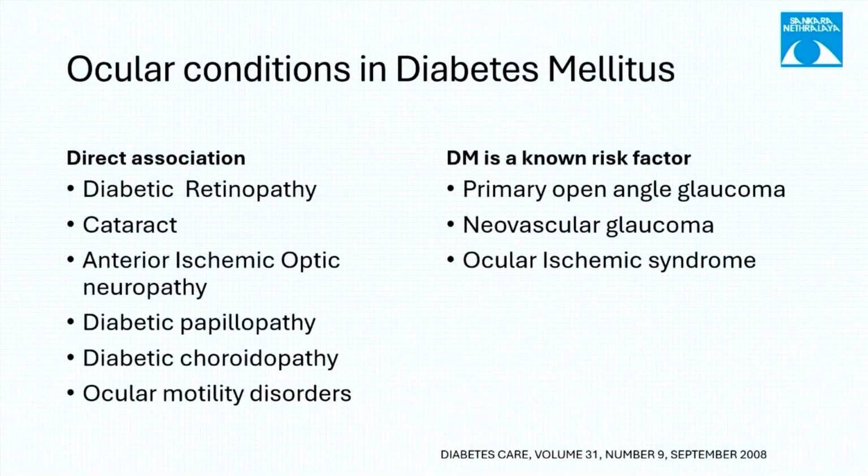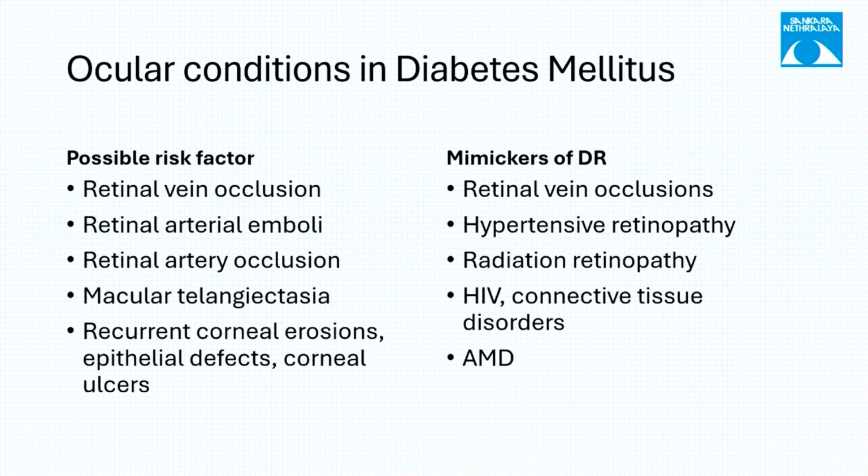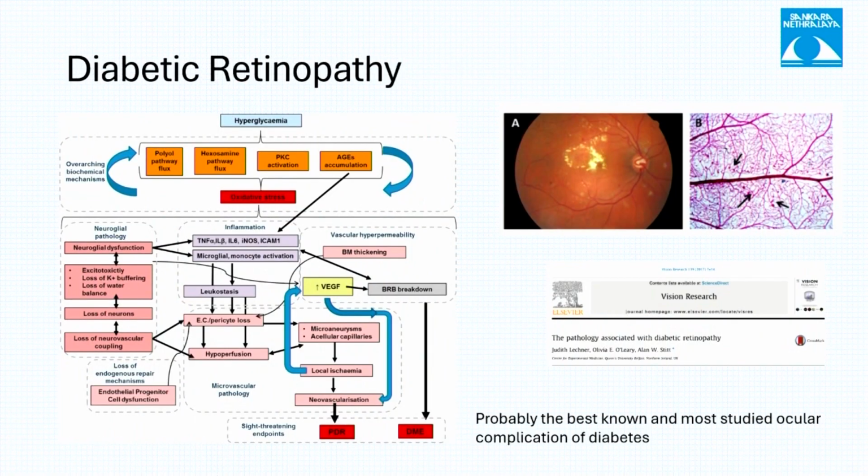Diabetes affects every part of the eye, and it starts from the cornea, goes right up to the optic nerve. And diabetic retinopathy is probably the most studied and well understood condition where you have a direct association with diabetes. There are conditions where it's a known risk factor, conditions where it is a possible risk factor, and there are also conditions where you would think it's diabetic retinopathy, but it's not. These are the mimicking conditions.